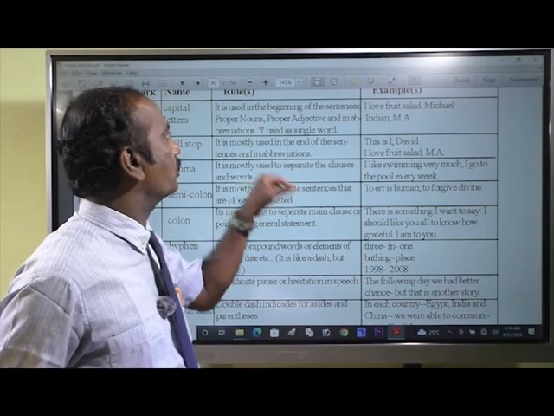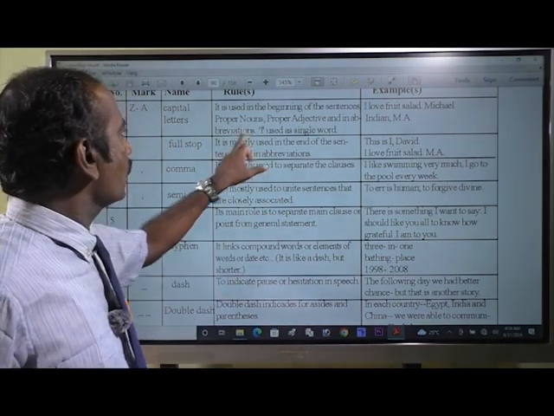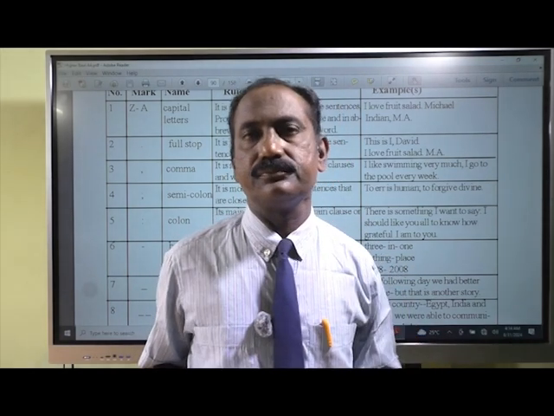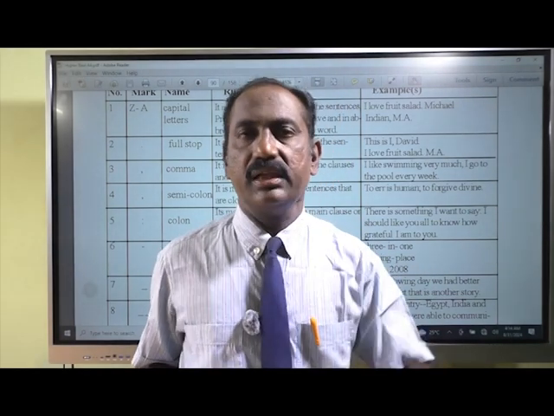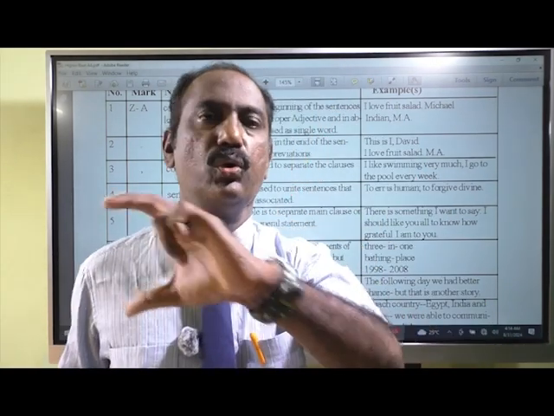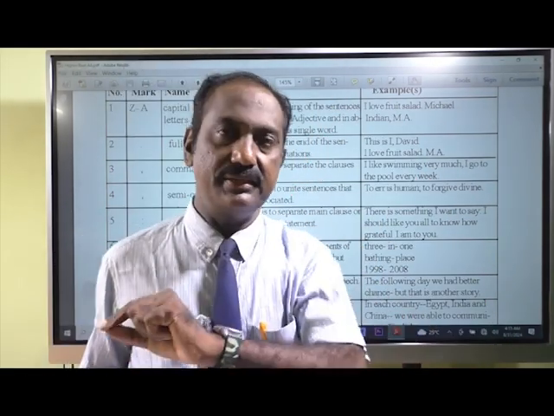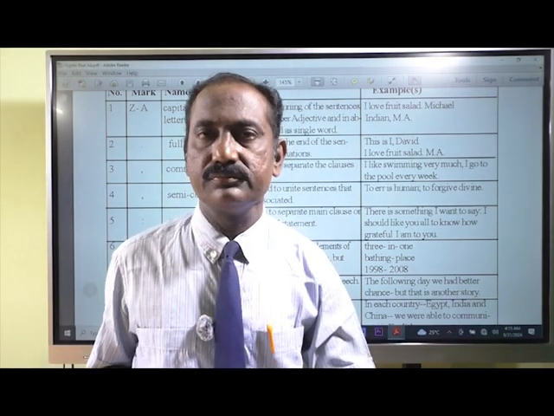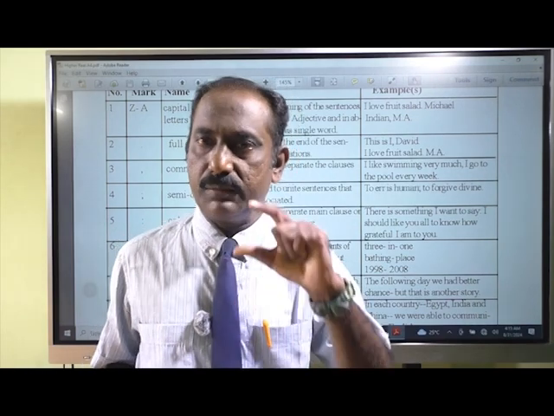And the fourth rule is that the letter I, used as a single word, must always be in capital form. I am going. Who am I? In such situations, when I is used as a pronoun or as a word, it must be capital.